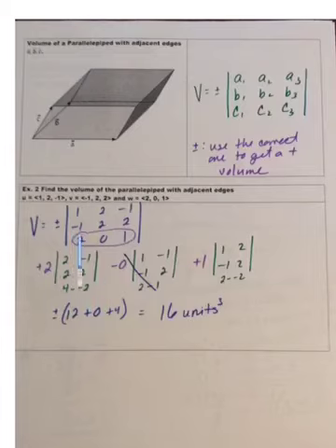Then looking at the 2, cross off that column and that row, and we're left with 2, negative 1, 2, 2. Then looking at the 0, cross off that column and that row, and we're left with 1, negative 1, negative 1, 2. And then looking at the 1, cross off that column and that row, and we're left with 1, 2, negative 1, 2.